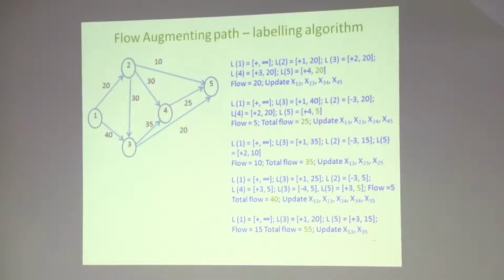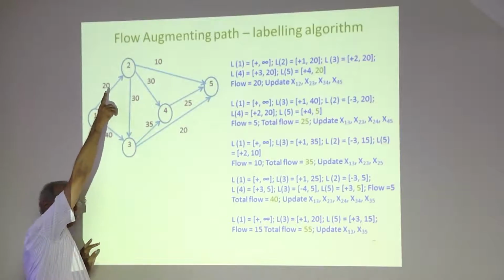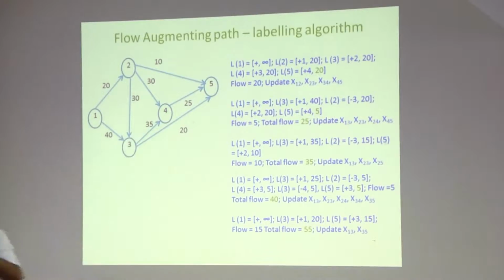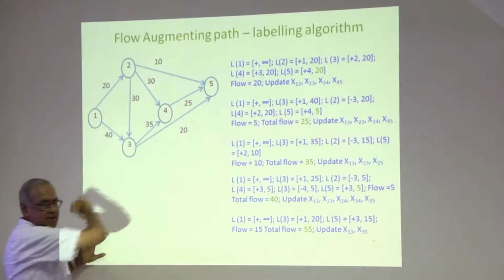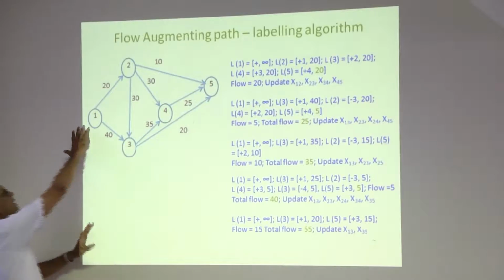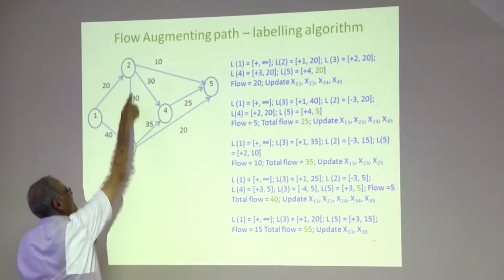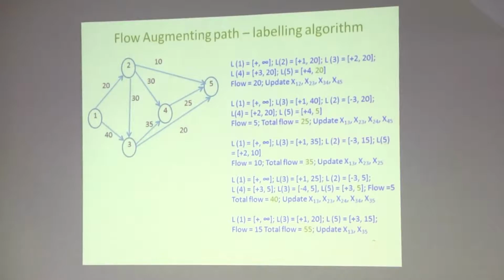Now take 2 and see whether I can move forward if there is a forward arc, 2 to 3. So L3 is plus 2 and 20 because node 2's label is 20. This is 30. The minimum of 20 and 30 is 20. So node 3 also has a label of plus 2 and 20. Remember, it's not 30, it's plus 2 and 20. It's like saying I am sending 20, 20 is here. So what I can send here is the minimum of the available 20 and the capacity 30. So it is 20.